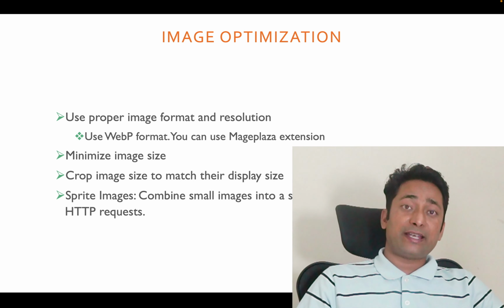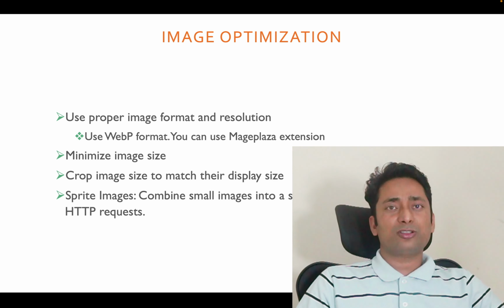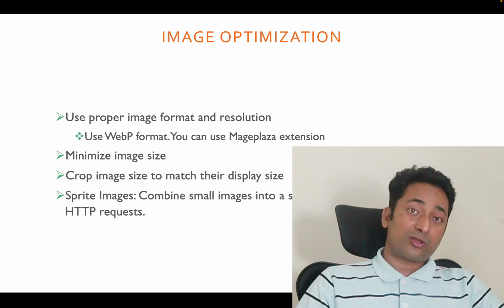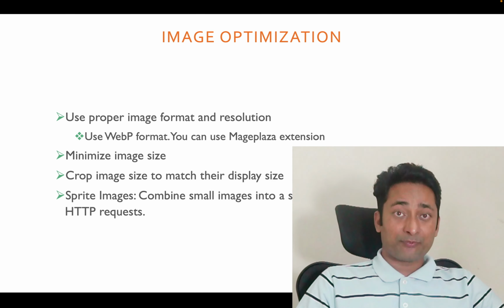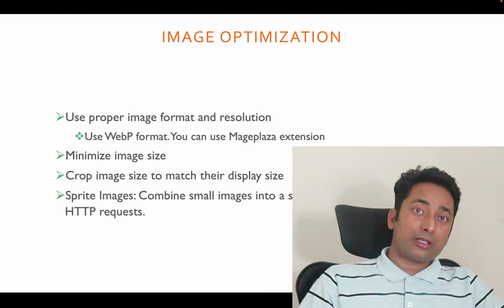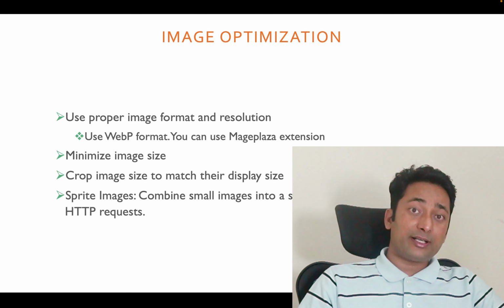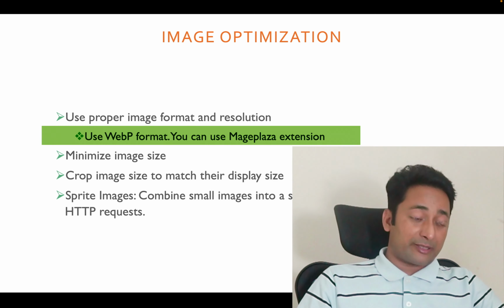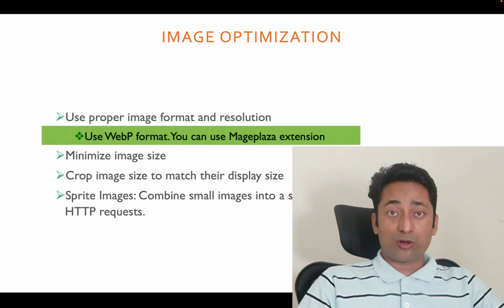WebP is an advanced format which is very much optimized for images. Now, Magento does not work with WebP images out of the box, so if possible we should use the WebP format for our images. If not possible, then in JPEG and PNG you have to see what you can do to optimize the image size and resolution. But I will recommend using the WebP format.